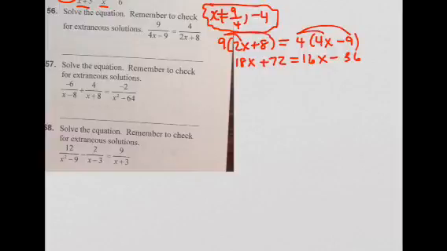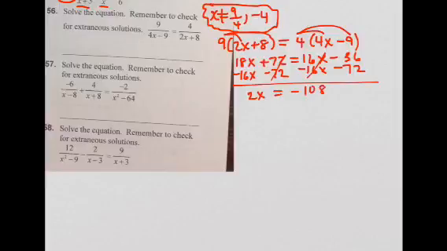I'm going to subtract 16x and subtract 72 from both sides. So that's going to give you 2x, that's gone, equals negative 108. So x, when you divide by 2, is negative 54. Okay, that's different from what I have on the answer key because I multiplied wrong on my paper. Okay, so this is the correct answer.